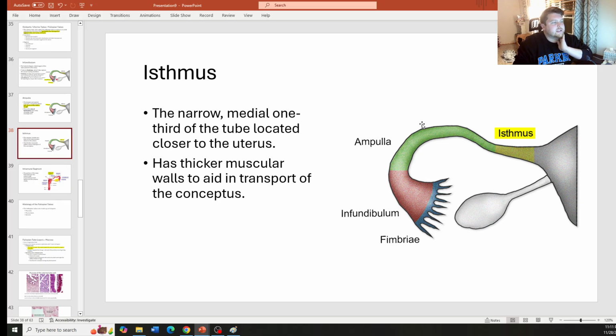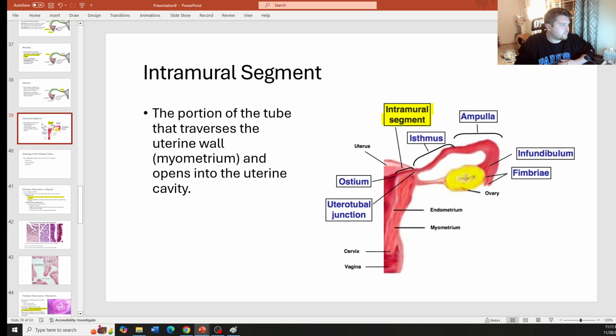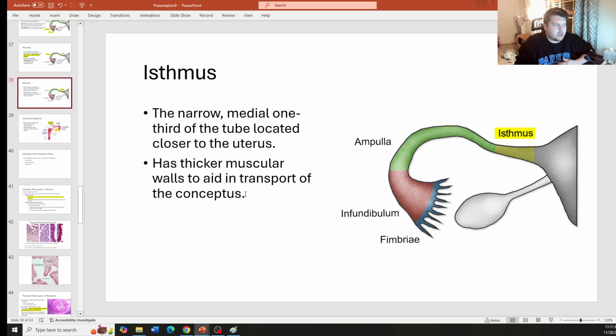The isthmus, this is the final portion. It is the narrow medial 1/3 of the tube located very close to the uterus, and this has thicker muscular walls in order to aid in transport of that conceptus. Conceptus if it becomes fertilized, or just the oocyte by itself if it did not end up getting fertilized.